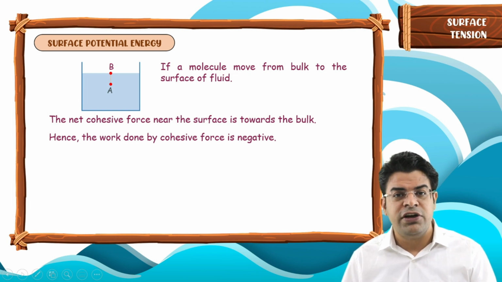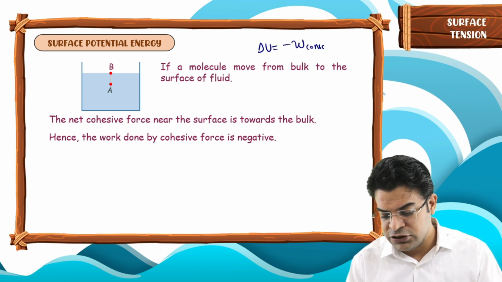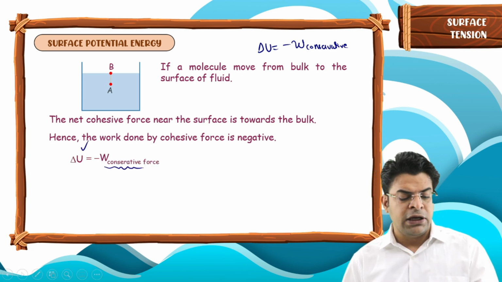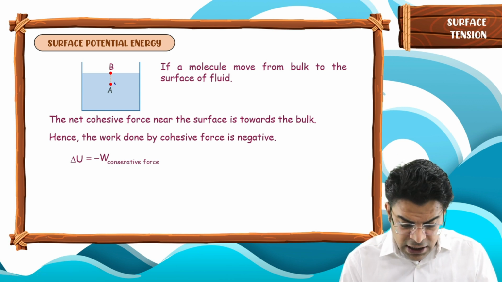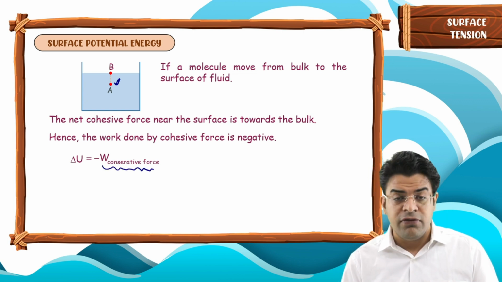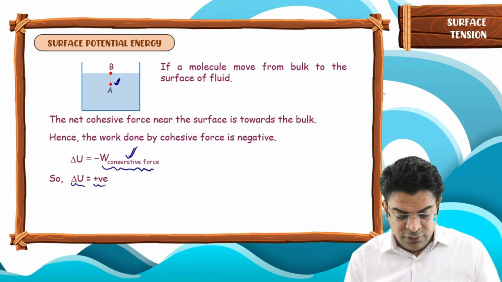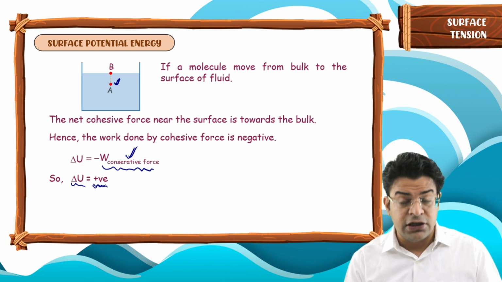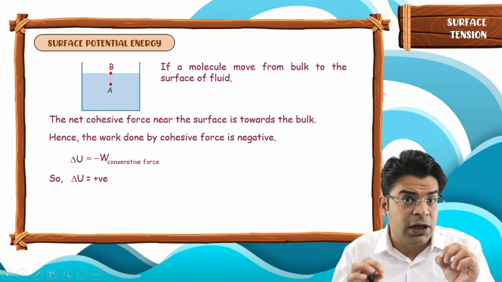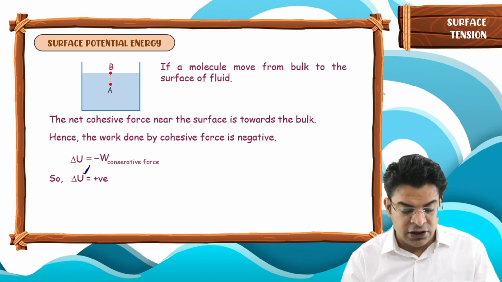Now we know the definition of potential energy. Change in potential energy equals minus the work done by conservative force, right? As a fluid molecule moves from bulk to the surface, the work done by conservative force is negative, so the change in potential energy has to be positive. So as more and more fluid molecules move towards the surface from the bulk, the surface potential energy increases because the change in potential energy is positive.